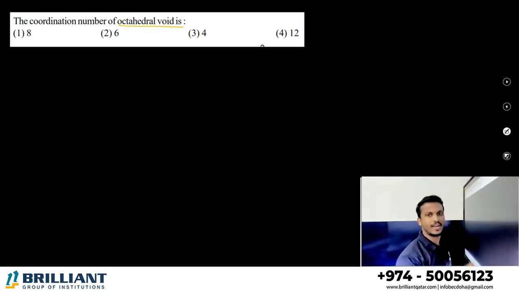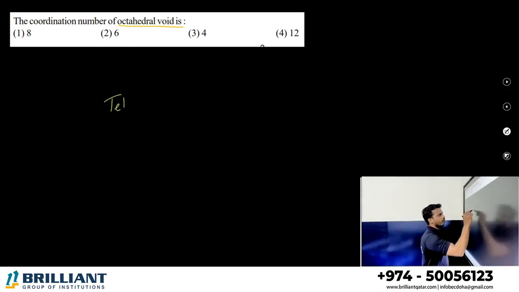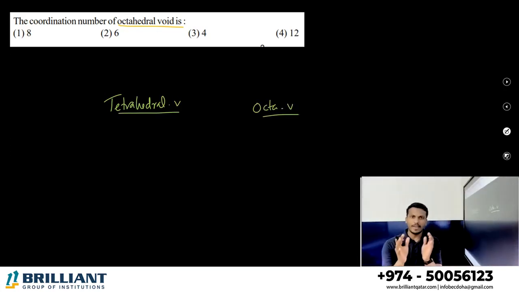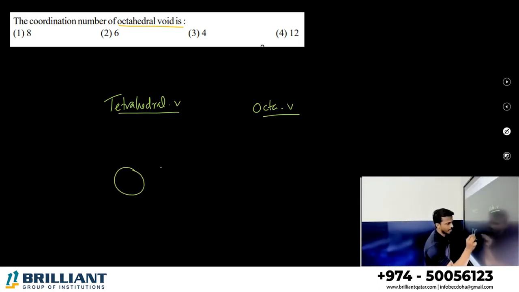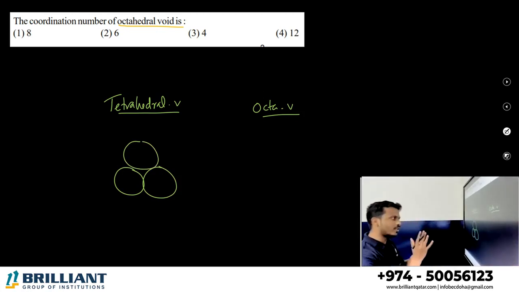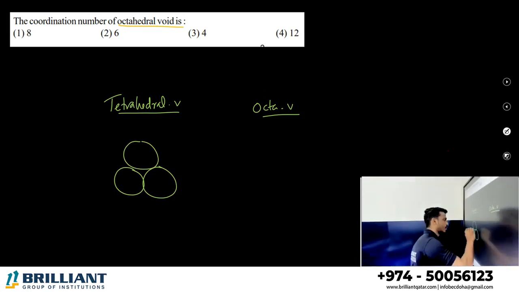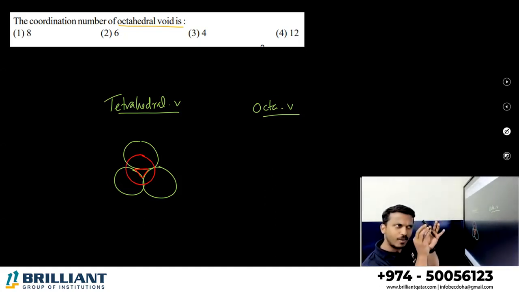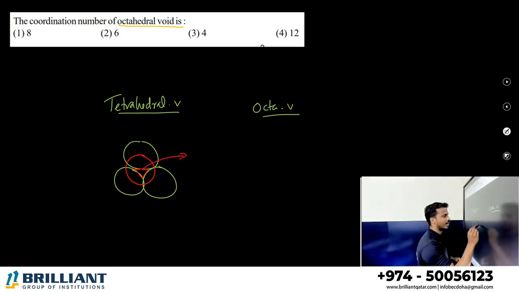Let us study the coordination number of octahedral and tetrahedral voids. If you want to make a tetrahedral void, let me consider three spheres like this. Now you can see the shape of this void. The name of the void belongs to the shape of the void. If three spheres are arranged like this, it is a triangle shape. This is called a triangular void. If you place one more sphere above these three spheres, the space between the four spheres exists like a tetrahedral geometry. Therefore, it is known as a tetrahedral void.